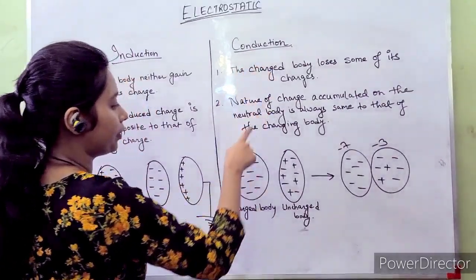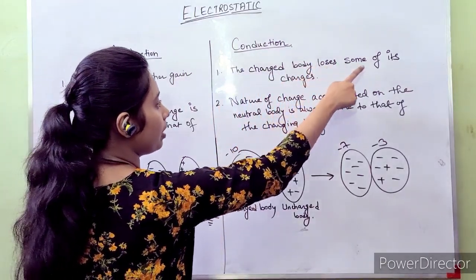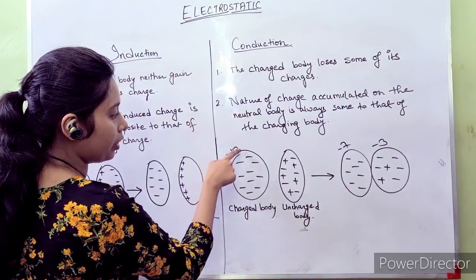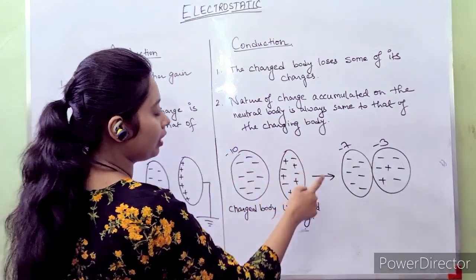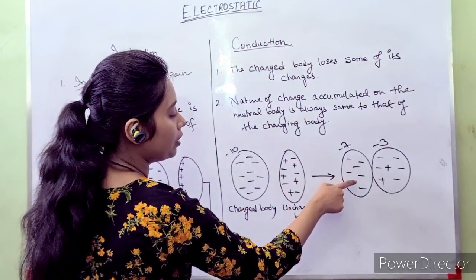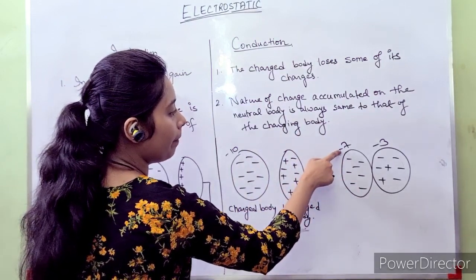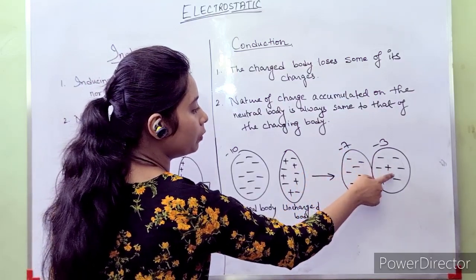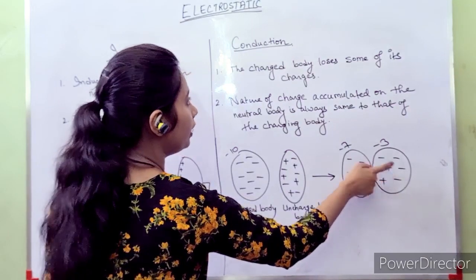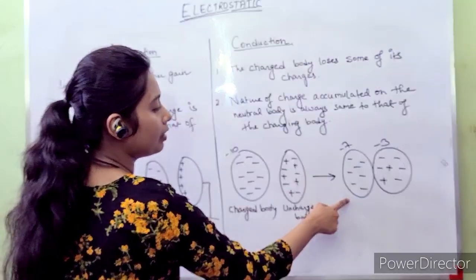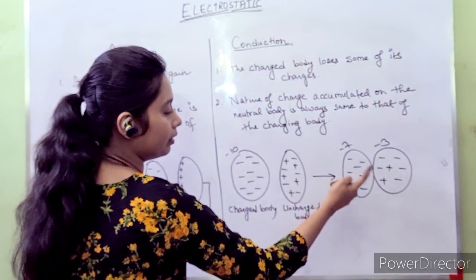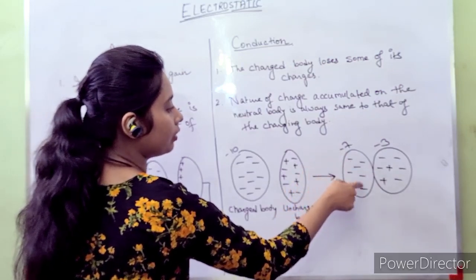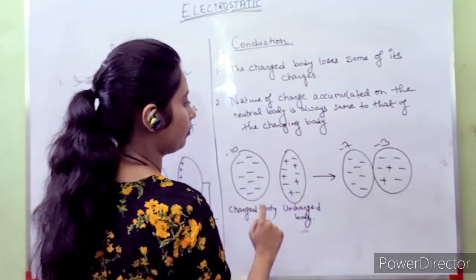But in case of conduction, the charged body loses some of its charges. This is the charged body. Previously it had 10 negative charges, but after conduction, the negative charge of the charged body has reduced to minus 7. That means 3 negative charges have gone to this uncharged body. So here the charges are redistributed, and due to redistribution, the charge on this body has reduced.